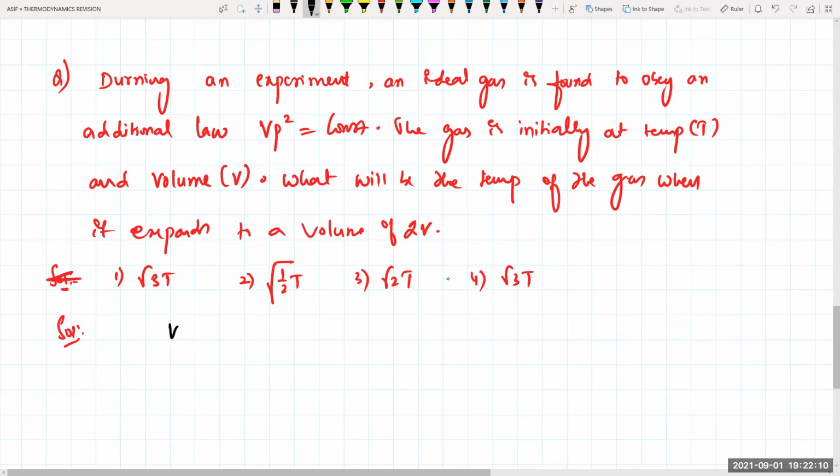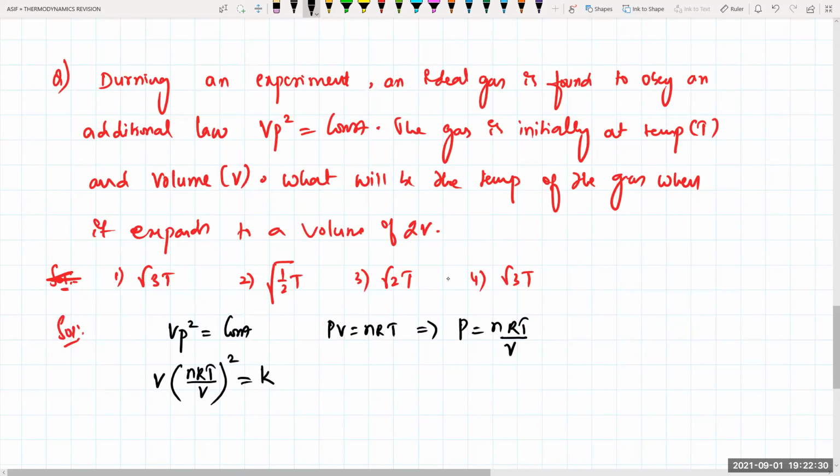What he has given me for the process, beta, is V p square equal to some constant. So we can use the ideal gas equation, PV equals nR into T. So from this, P is equal to how much, beta? nR into T divided by V. Substitute that value here. In the place of P, it is n into R into T divided by V, into V whole square, is equal to some constant K.